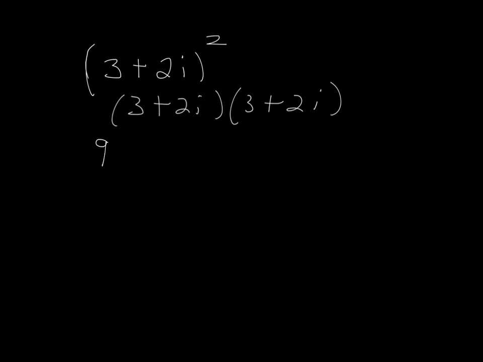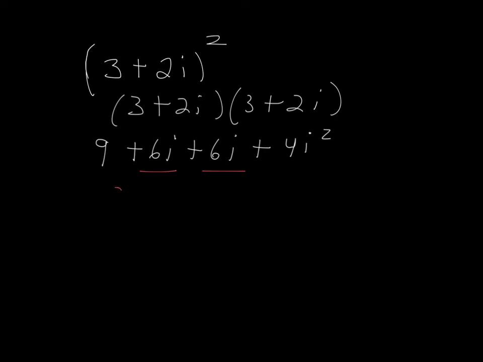You get 9. Then you get plus 6i plus another 6i, and then plus 4i squared. Once again, that's this times this equals this. This times this is this. This times this here. And then this times this is that. Same idea as the last one. We now have these the same, and we know that this is going to be i squared.